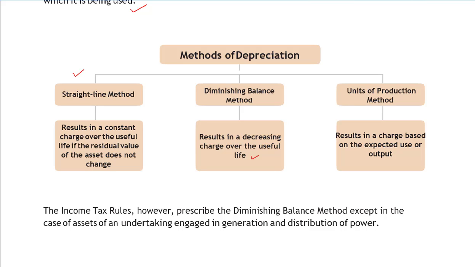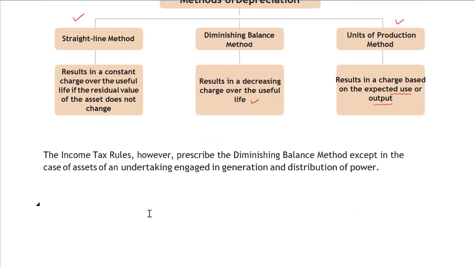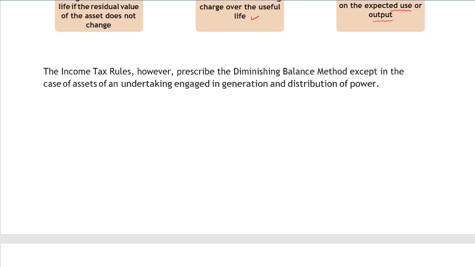Third is the unit of production method. The third method is known as the unit of production method that results in a charge based on the expected use or the expected output. The income tax rules, however, prescribe the diminishing balance method except in the case of assets of an undertaking engaged in generation and distribution of power.